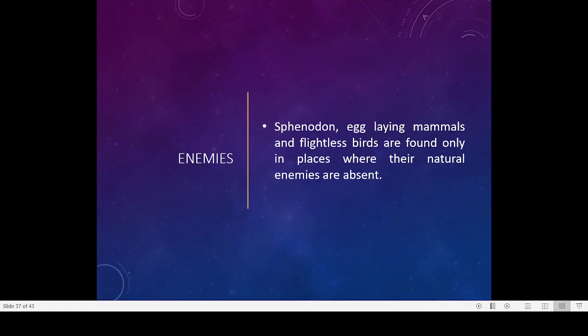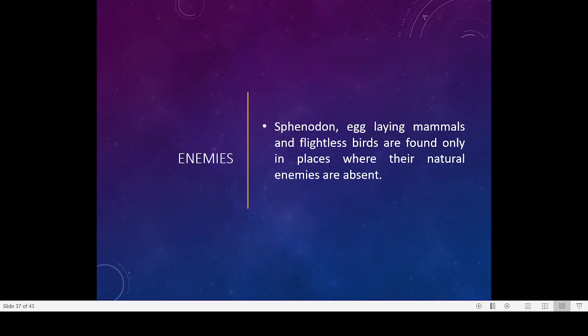This is the animal known as a spinodon. Now it is considered a living fossil. Right now, the spinodon is mainly present on islands of New Zealand. And in addition to New Zealand, this spinodon is present on some other islands also.